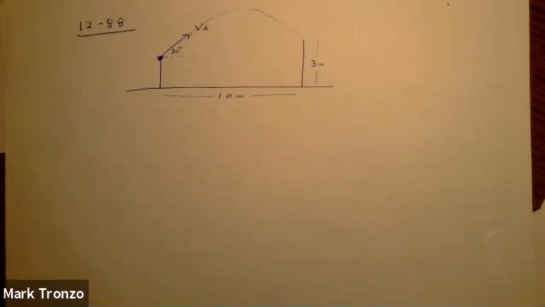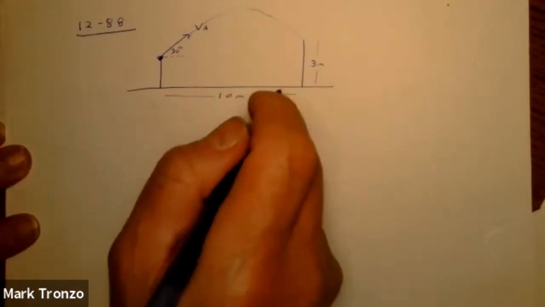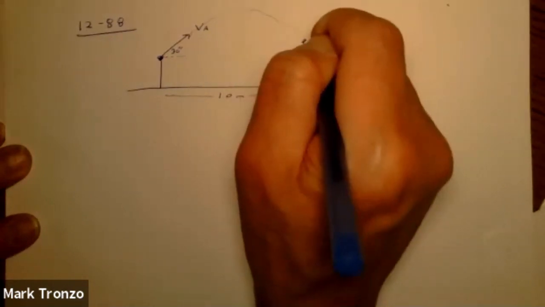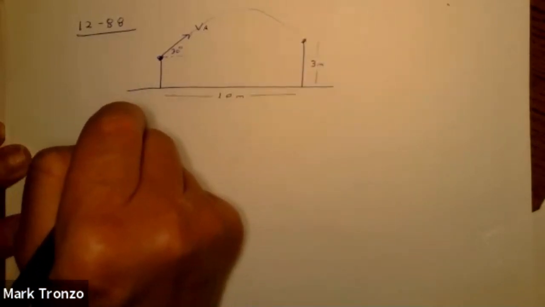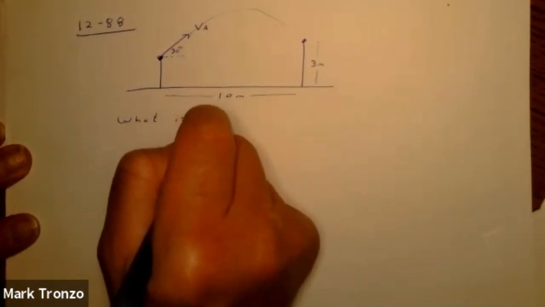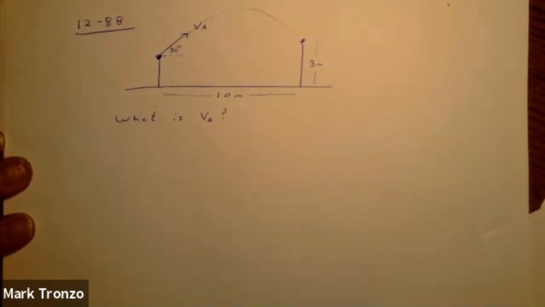And so this time, what should the velocity be? In other words, they have to shoot it so that it goes right to this point right here. So what is VA? What is the velocity that he has to release the ball at so that it goes into the basket?